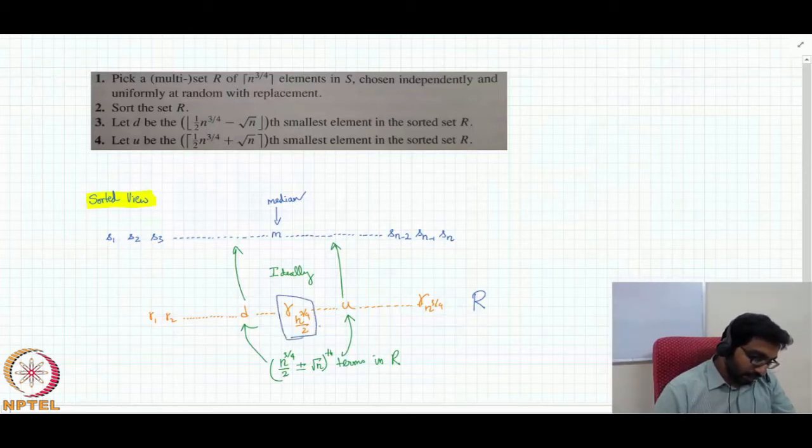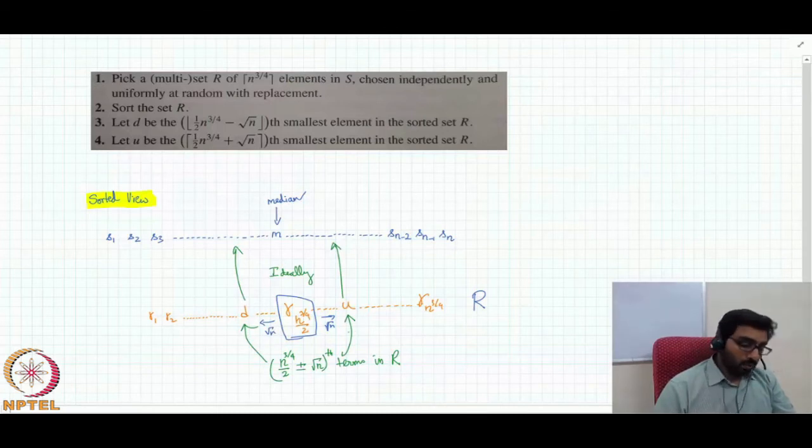From that median element, we walk square root of n steps to the left and look at the element over there. That is our designated D. From the median element, we walk square root of n steps to the right, and that will be our designated U.